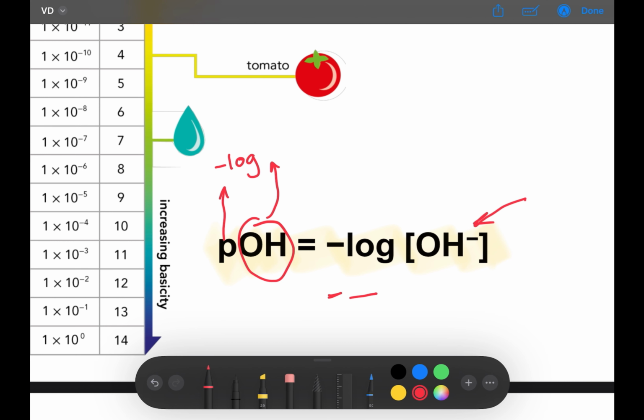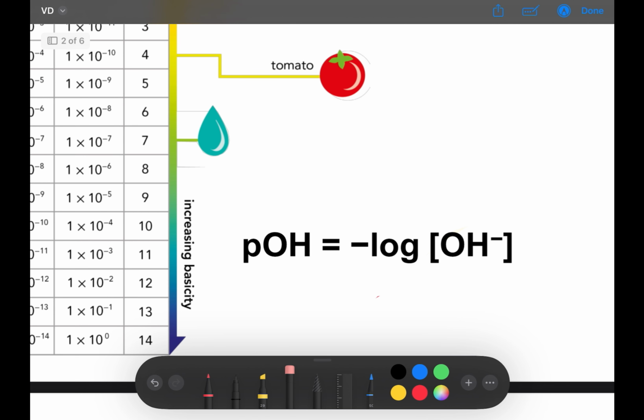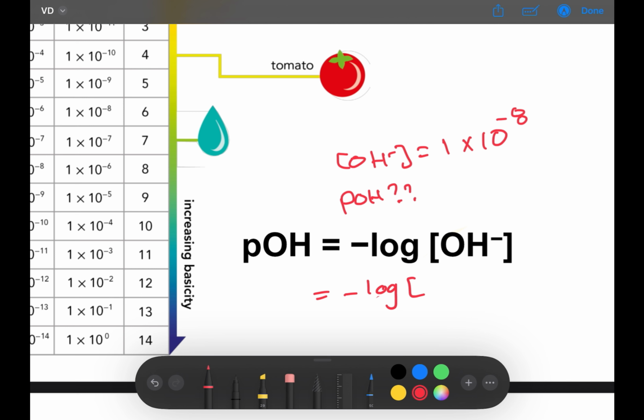Let's have an example. Here, if I have a concentration of, let's say, the OH, 1 times 10 to the power negative 8, then how can I represent that in terms of the pOH? How to calculate the pOH for that? It's the same idea that was done for the pH, and it's equal to negative log, you put the OH inside, and then since the number here is 1 and it's multiplied by 10 to the power negative 8, the pOH is equal to 8.